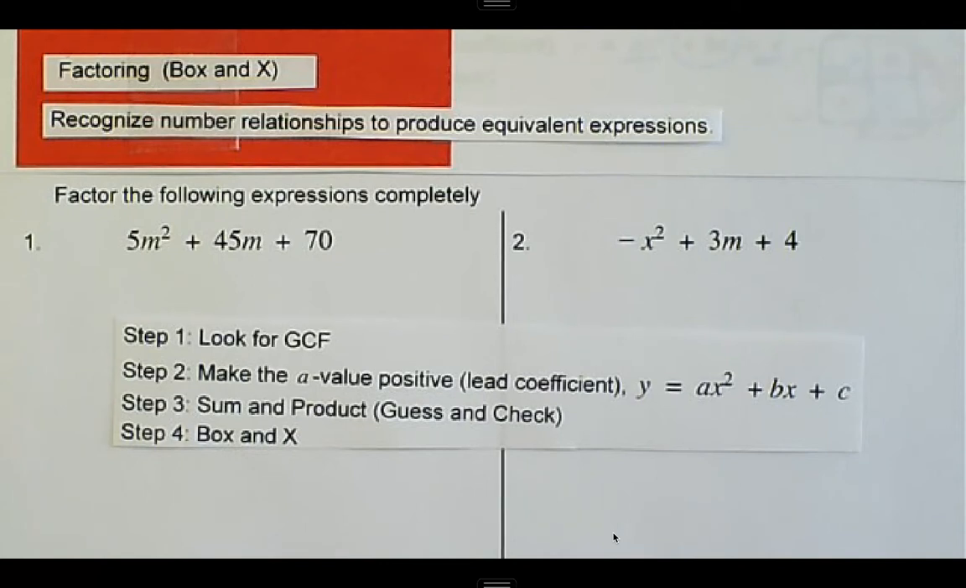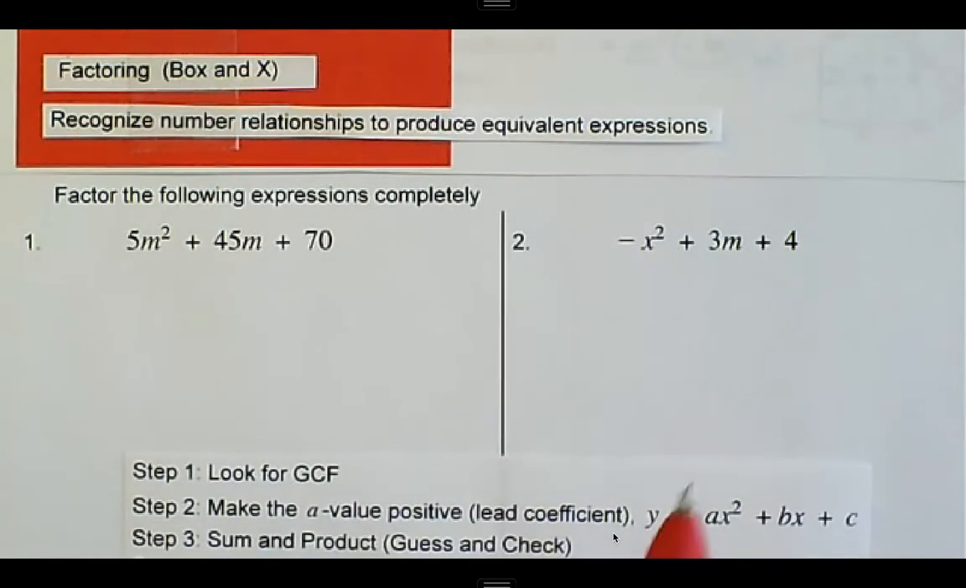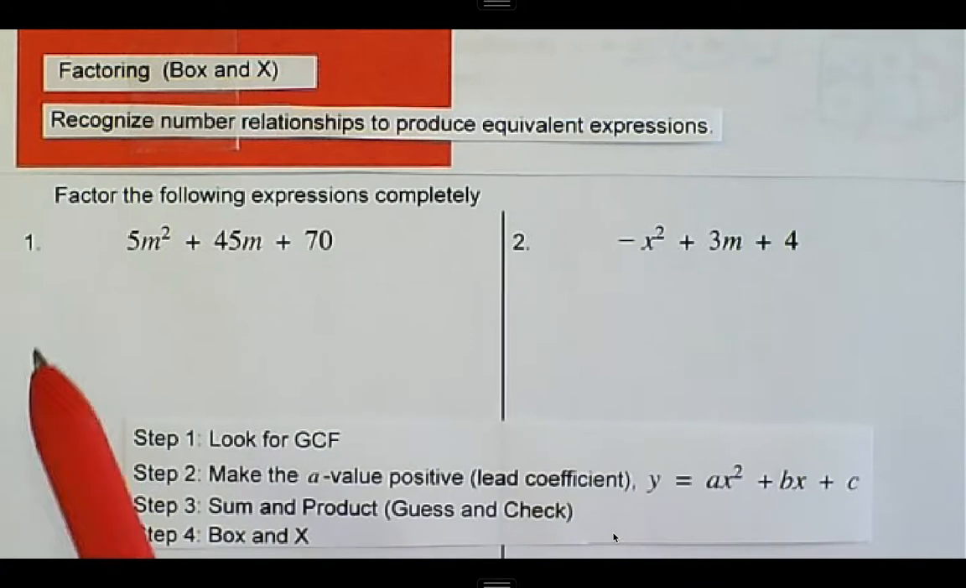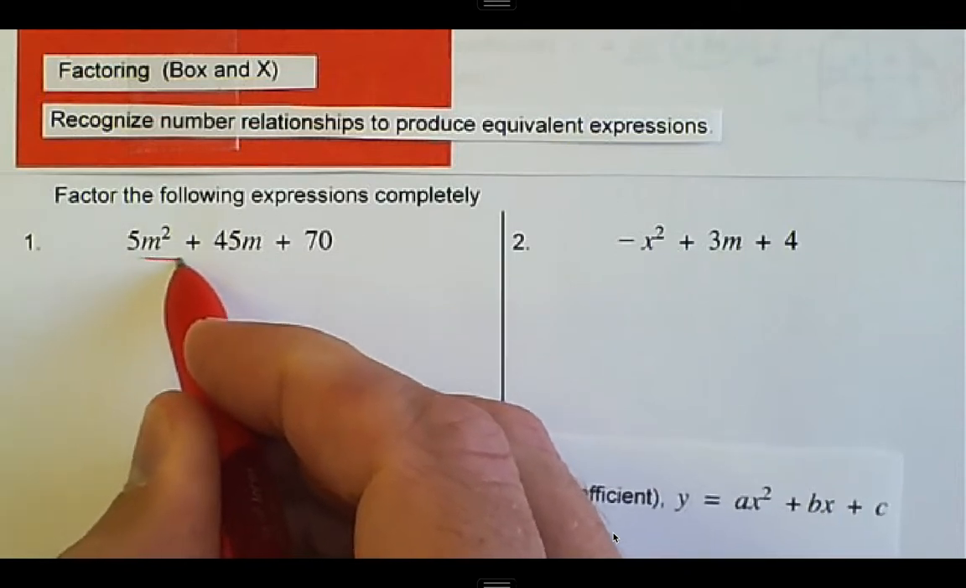We are looking at factoring here, and we're going to follow a couple steps in order to do that. Basically, the first step is we want to look for any common factors. So we're looking for any common factors. We look at number one, and we can divide all of this by 5.